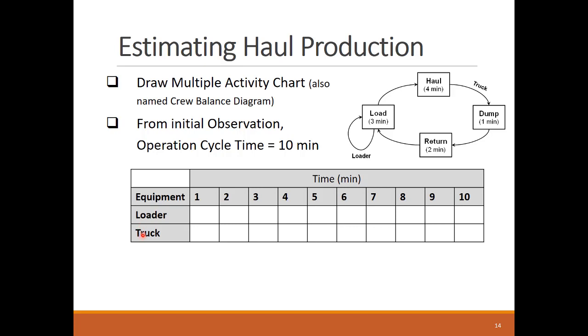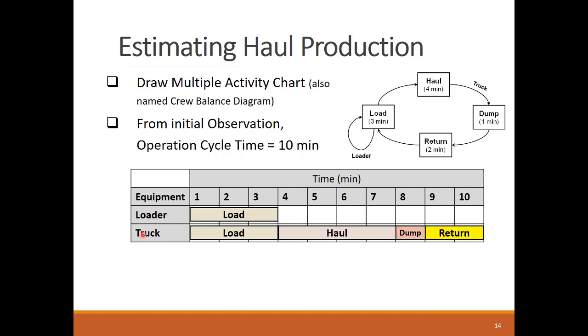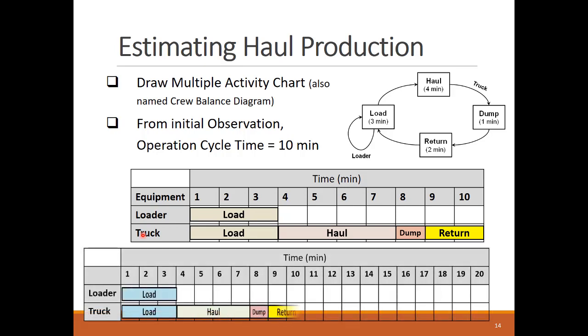The operation starts with the loading step, which involves both the loader and the truck. Then the truck goes on to haul, dump, and return back to another cycle. During the time the truck is in transit, the loader is sitting idle. Regardless, this loader truck cycle delivers a truck load every 10 minutes, which we call the operation cycle time. This extended multiple activity chart shows two cycles of the same operation.